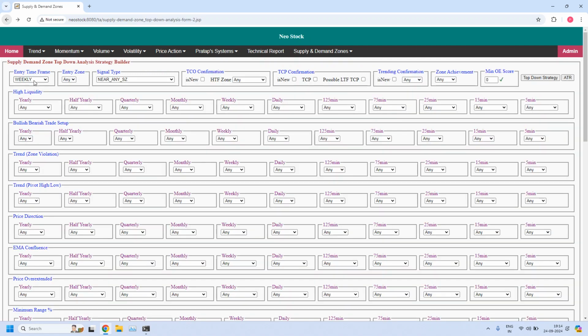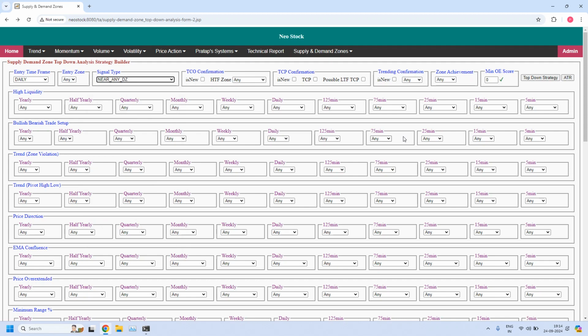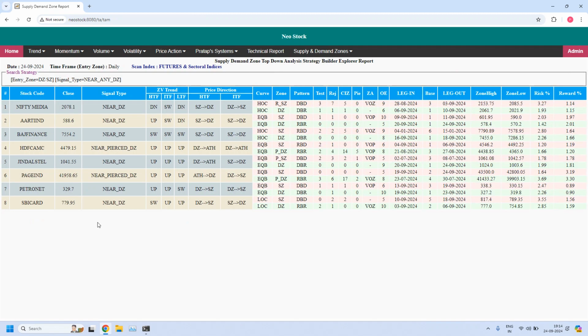The next time frame is daily. Entry time frame daily. Let us find the stocks near daily demand zone. 8 stocks are filtered. Let us identify high liquidity daily demand zone, if any. Now we don't have any high liquidity daily demand zones from this list.